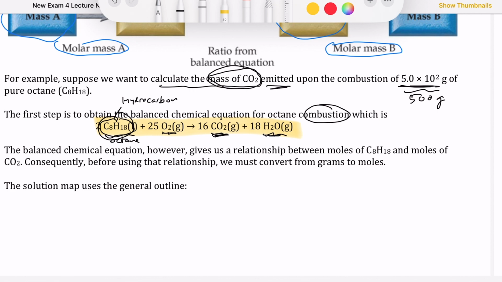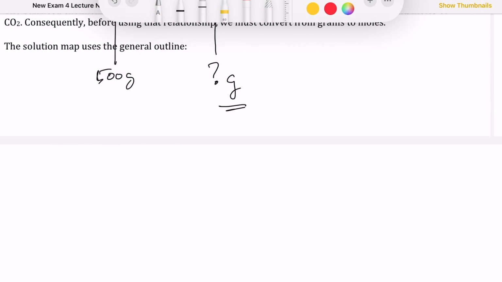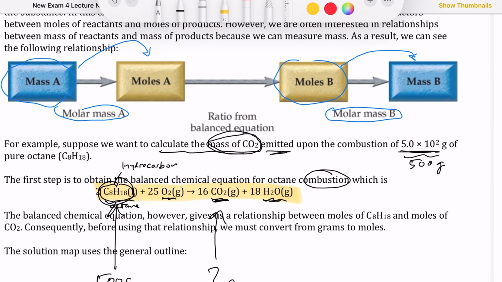But let's get back to the calculation. So we're given 500 grams of this, and we want to know, if I have 500 grams of that, how much of this in grams, okay? How many grams of that is produced, right? Because you want to be able to make sure you know how much CO2 you're producing for the process that you're doing.